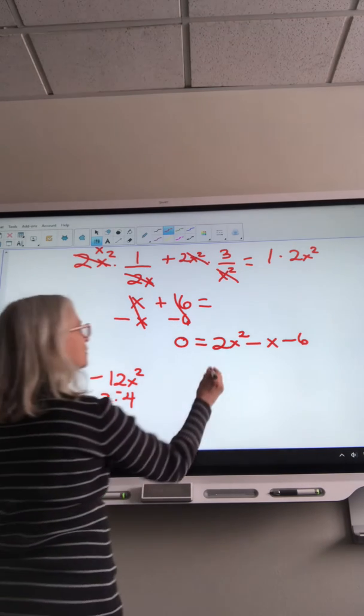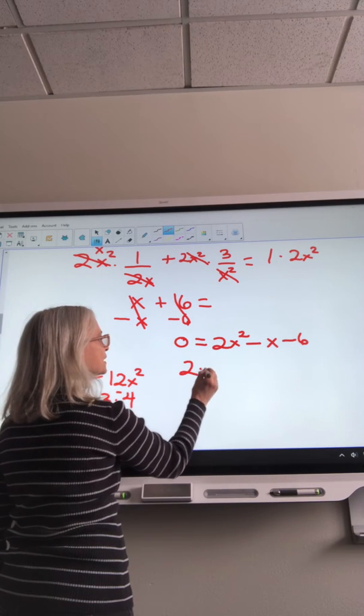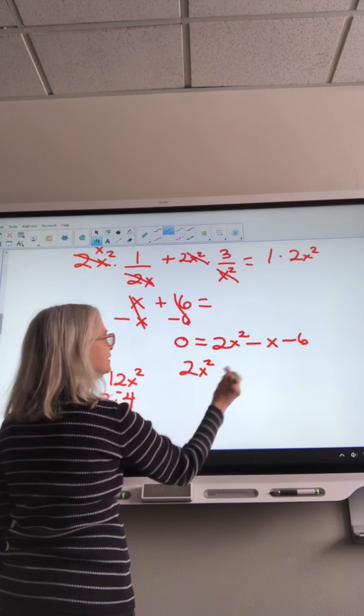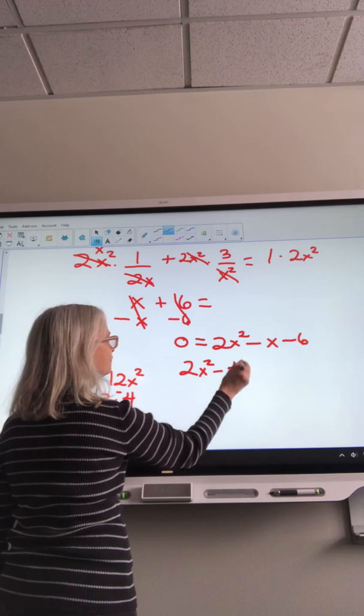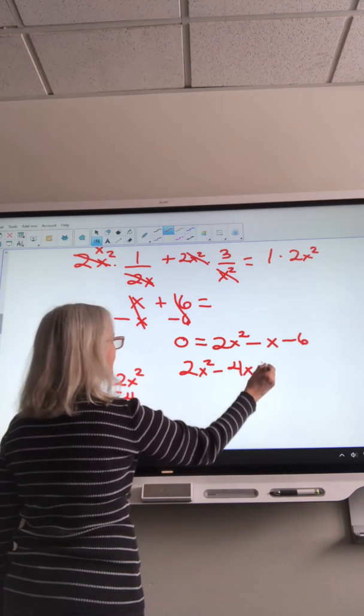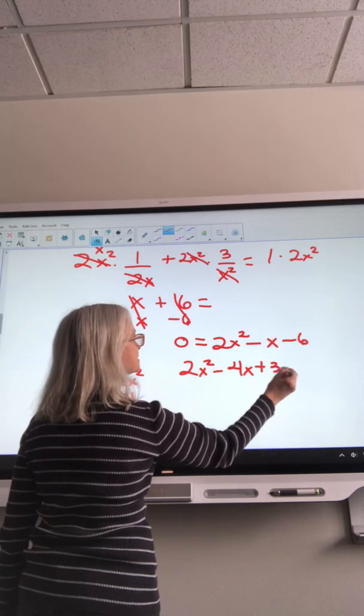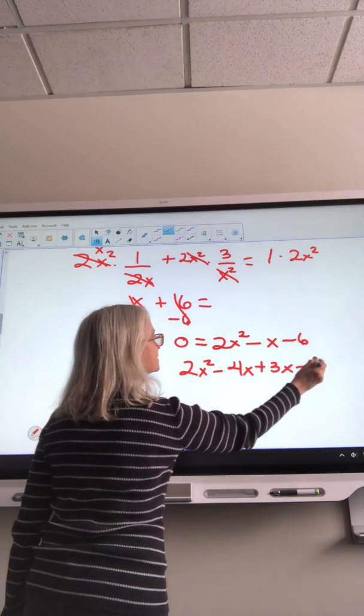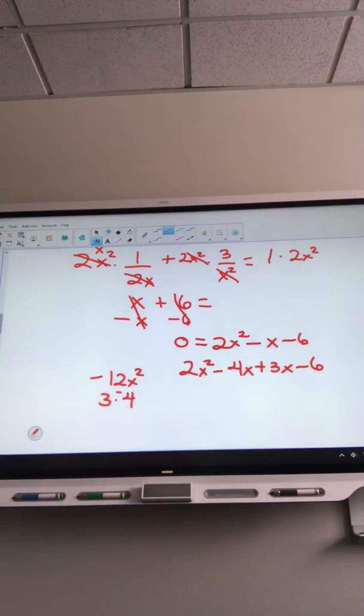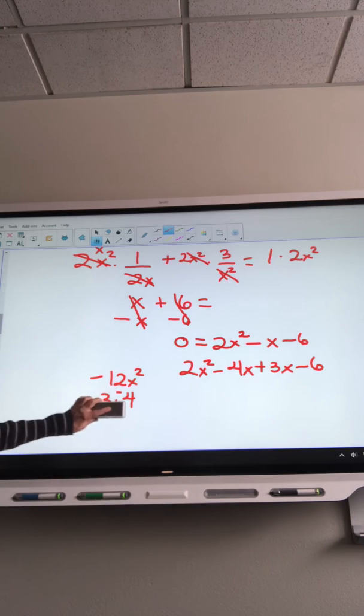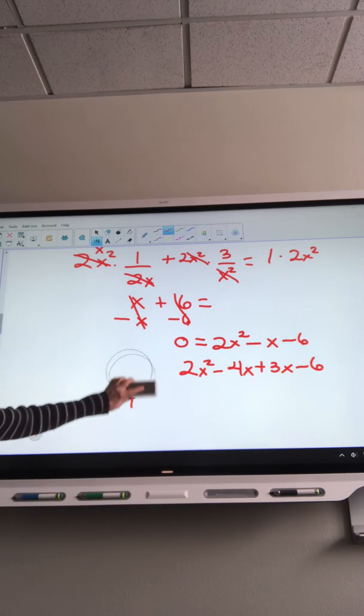Okay, so I'm going to copy over the 2x squared. Instead of the negative x, I'm going to have a negative 4x, and then I'm going to have a positive 3x, and then minus 6. Okay, I'm going to erase this just so it doesn't become confusing.